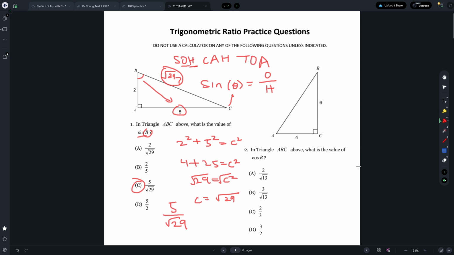In triangle ABC above, what is the value of cosine B? So this is the same thing. If we just look at B, we do need to calculate the hypotenuse here. So we do 4 squared plus 6 squared equals c squared. We get 16 plus 36 equals c squared. And so we would get 52, I believe, equals c squared. Square root of that, both sides. C equals square root of 52.